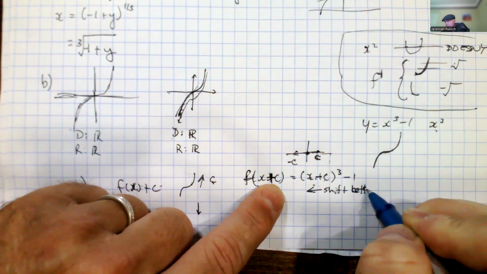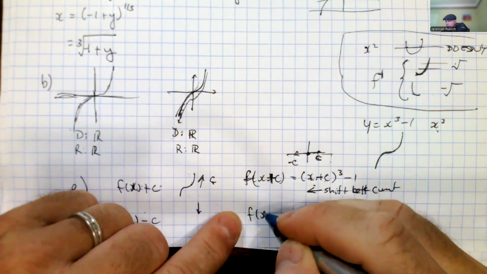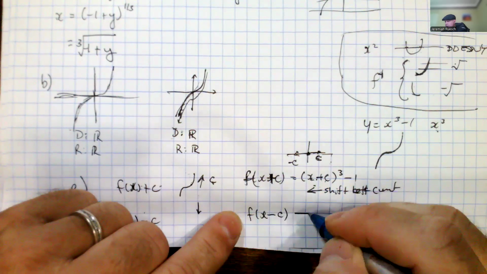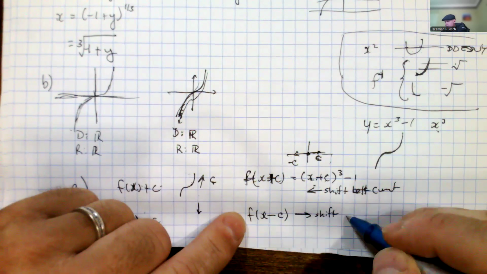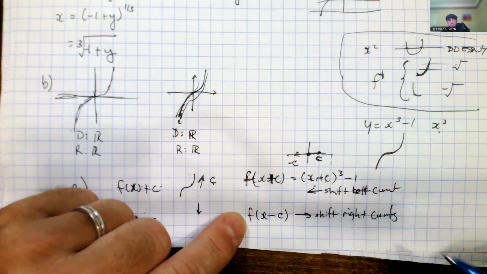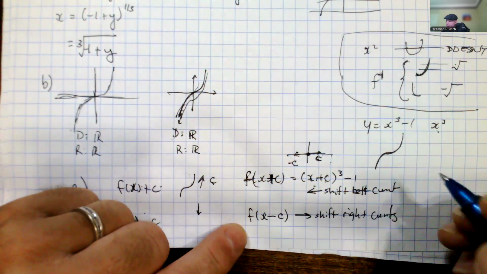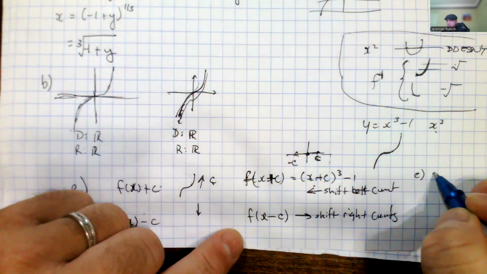Okay, which means that if it's f of x minus c, then this would be a shift to the right c units.